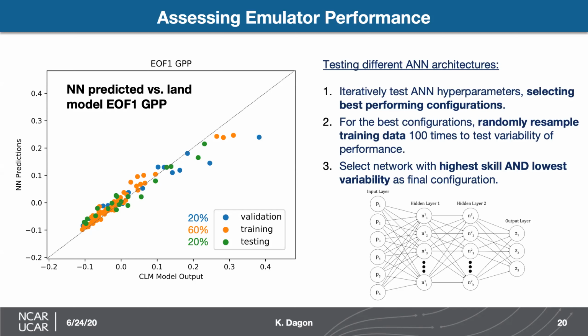This is somewhat related to what Dora was talking about with k-fold cross-validation. Basically, for these orange points labeled as the training data, we don't want to depend on that same subset of data for our training. So I resampled that training data 100 times and looked at how the performance varied when the configuration is fixed, but the training data is a separate subset. What I was looking for was networks with high skill and low variability of performance. That was how I assessed the network configuration that I ended up using.